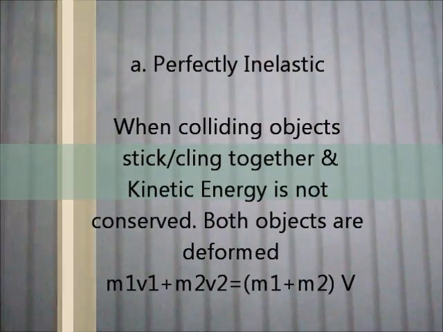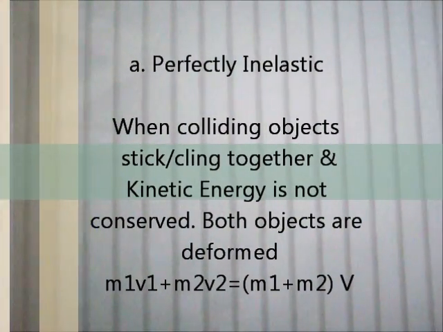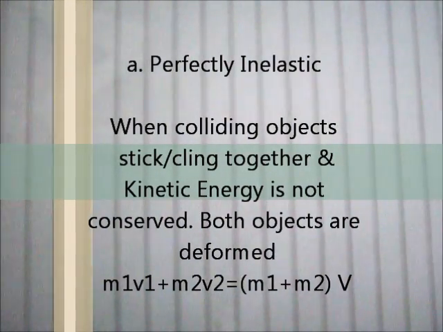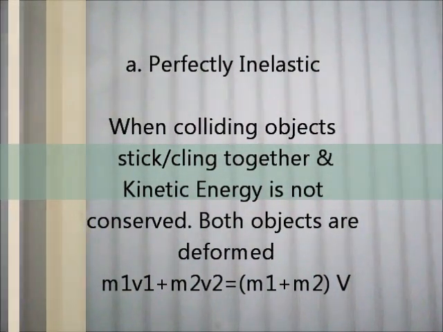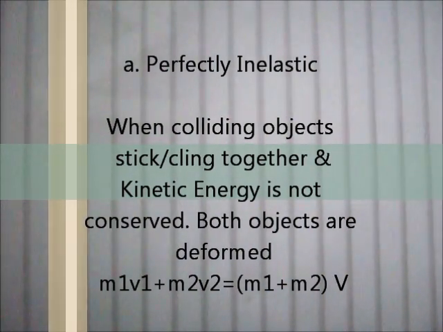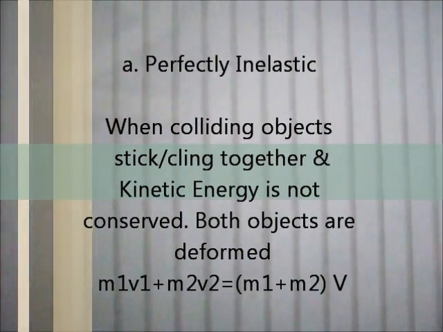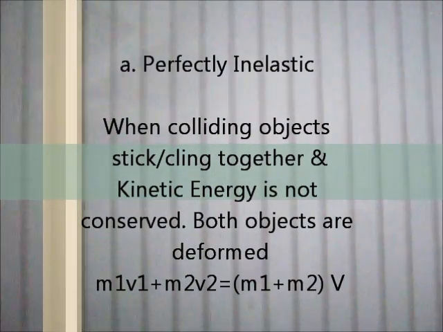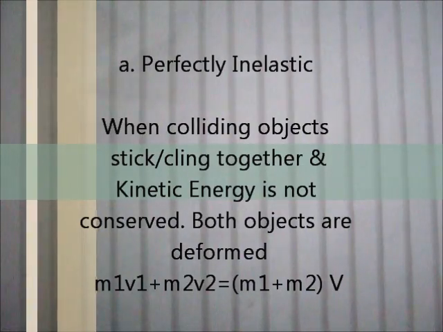While perfectly inelastic is when colliding objects stick or cling together and kinetic energy is not conserved. Both objects are deformed. Perfectly inelastic is defined as m1v1 + m2v2 = (m1 + m2)v.